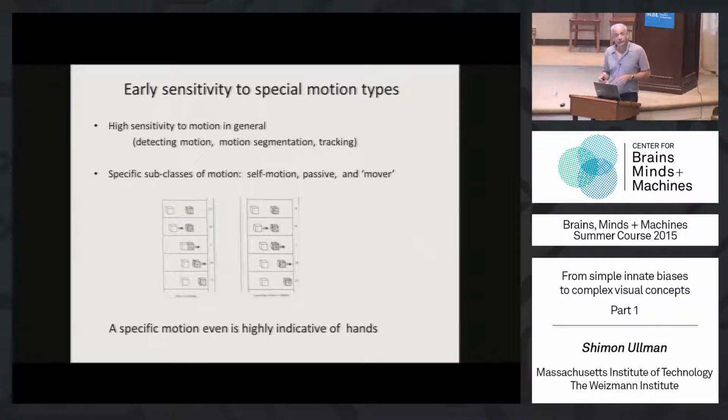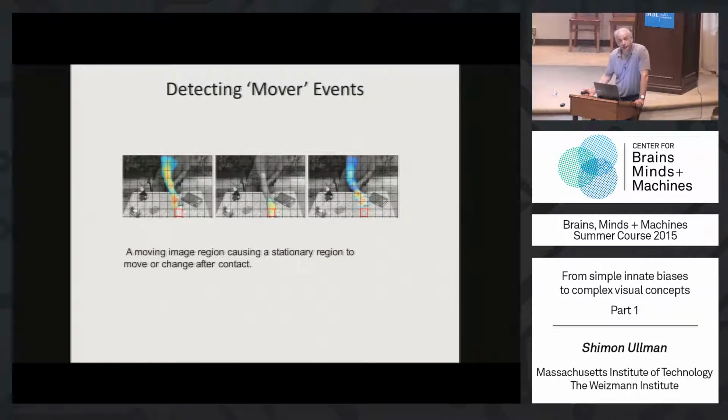They look at it preferentially, and it's known that they are sensitive to this type of motion, which is called a mover event. And a mover event is the event that I just described: something in motion comes in contact with a stationary item and causes it to move.